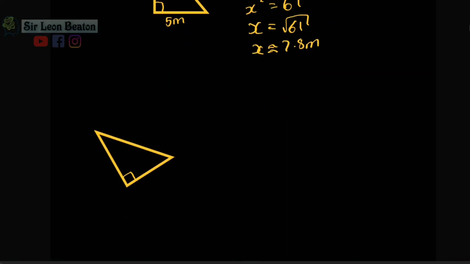Alright, so let me explore another example. Let's just say we are given another triangle like this. Let's say they give us this side as 5 meters, and they give us this side here as 2 meters. And we're asked to find the remaining side. Let's call it x again.